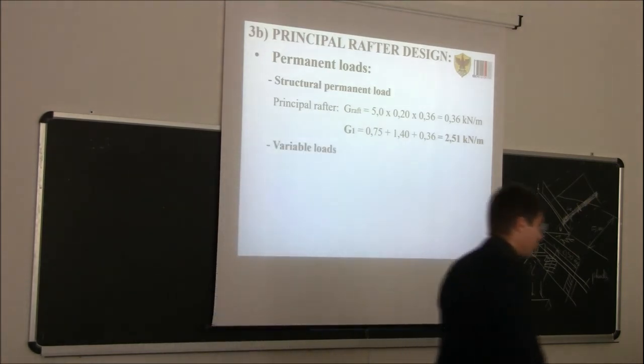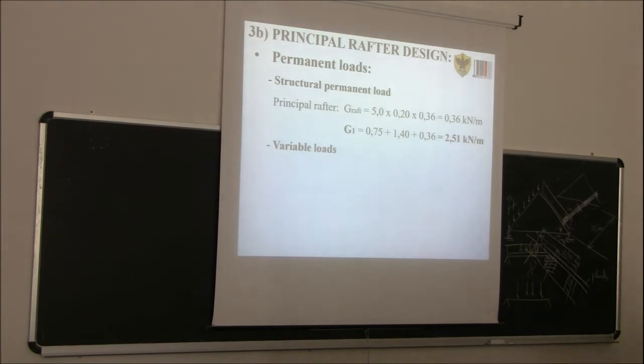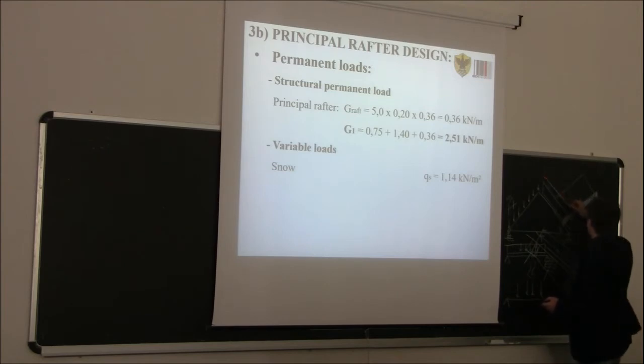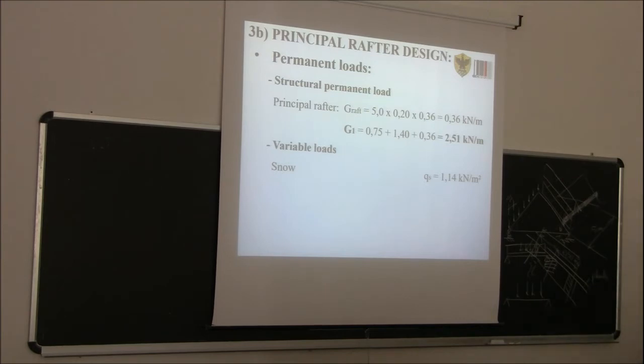And then it comes to the variable loads. Snow, we know the loads. Just a reminder that this load here, 1.14, is a load per square meter of inclined roof. Otherwise we wouldn't be able to sum up this load with the permanent load, because they all refer to square meter of inclined surface, okay? So 1.14, again we multiply by the tributary width, we get 5.70.